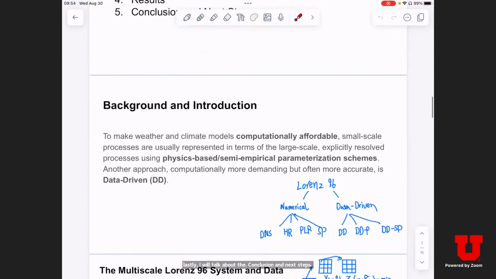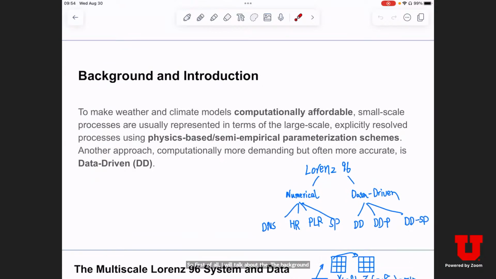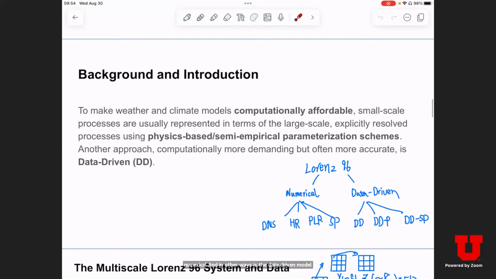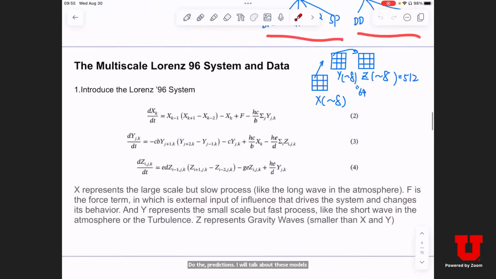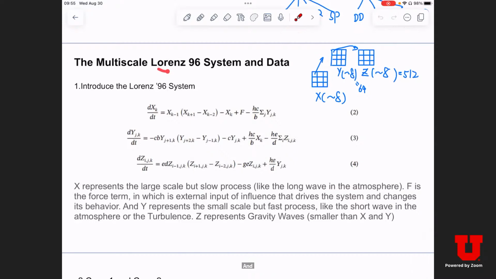So first of all, I will talk about the background and introductions. As we know, if we want to make weather and climate models computationally affordable, the usual way is to use physics-based or semi-numerical parameterization schemes, which we call numerical methods. The other way is the data-driven model. In this paper, they have these 2 different ways to do the predictions. I will talk about these models later. And secondly, I will talk about the multi-scale Lorenz 96 system.